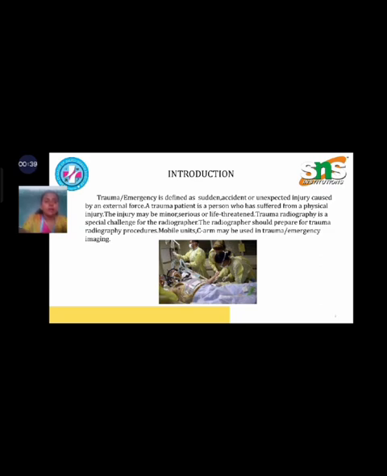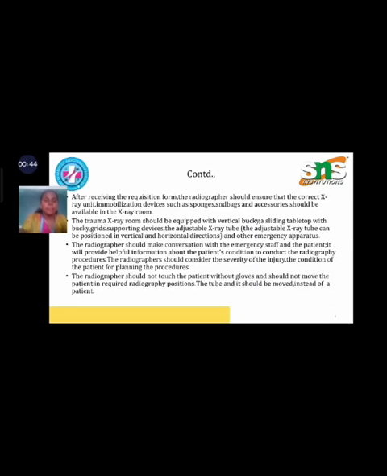Mobile units, C-arm, may be used in trauma radiography or emergency imaging. After receiving the requisition form, the radiographer should ensure that the correct X-ray unit, immobilization devices such as sponges, sandbags and accessories should be available in the X-ray room. The trauma X-ray room should be equipped with a vertical bucky, a sliding tabletop with bucky, grids, supporting devices, the adjustable X-ray tube, which can be positioned in vertical and horizontal directions, and other emergency apparatus.